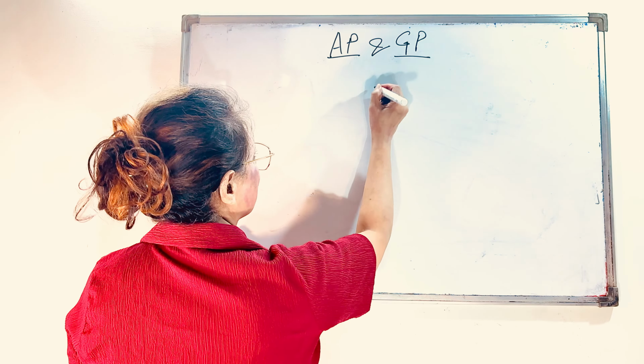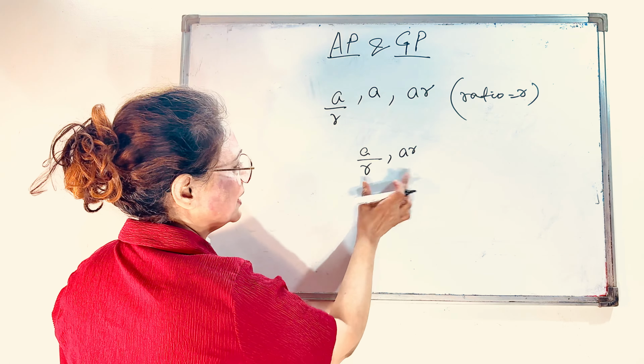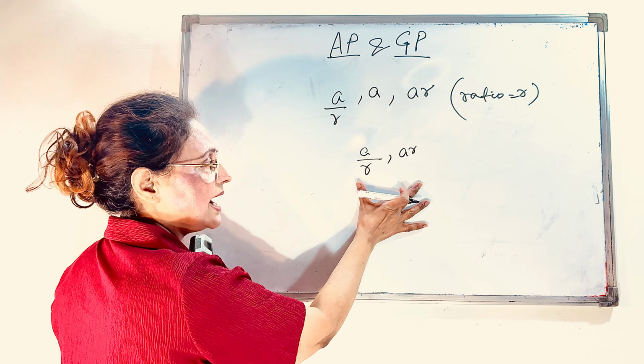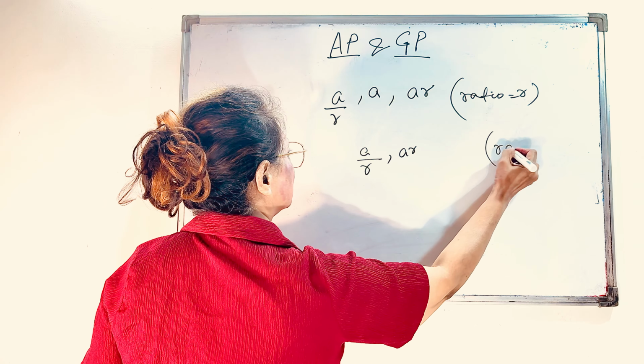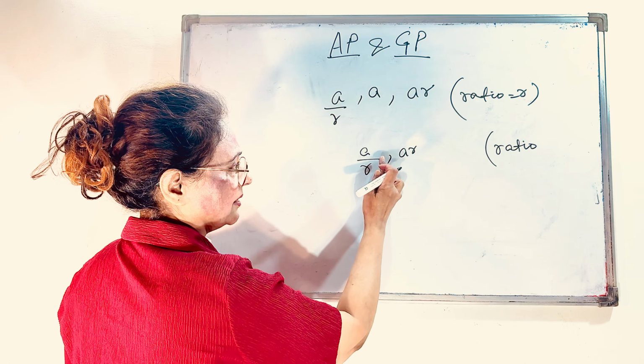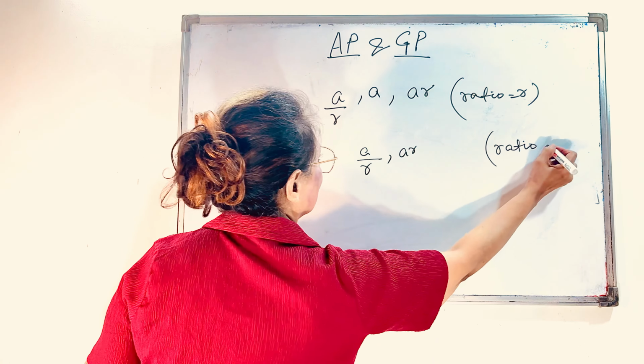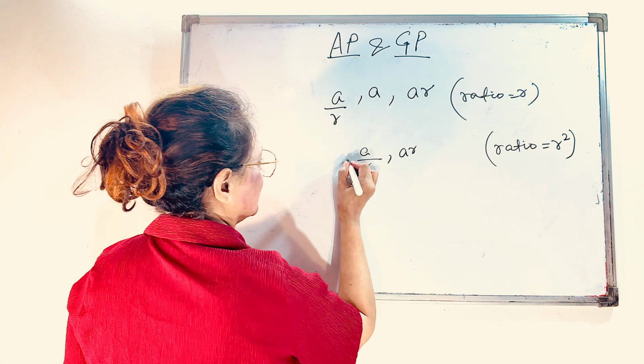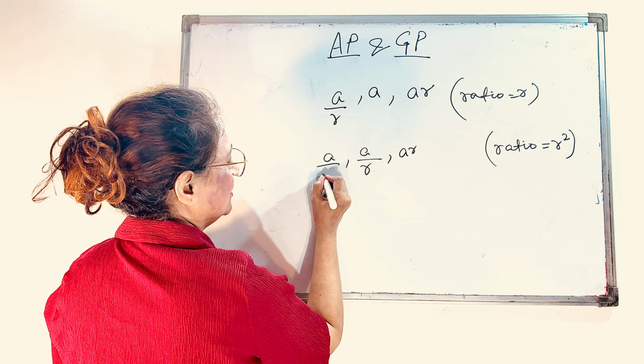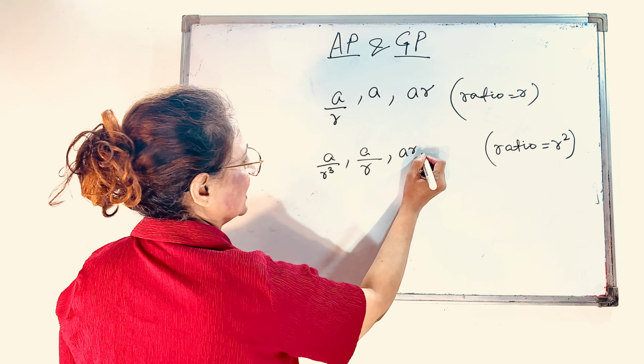If there are 4 terms, that is an even number of terms, so there is no middle term. What we do is take the two middle terms as A by R and AR. So here you can see the common ratio is how much? How do we get AR from A by R? Multiply by R square. So the ratio is R square. Hence the previous term would be A upon R cube and the next would be AR cube, just like there was A minus 3D, A plus 3D. Here A upon R cube, AR cube.